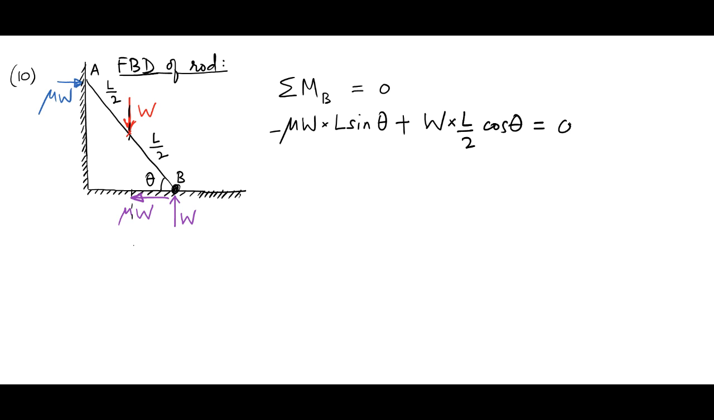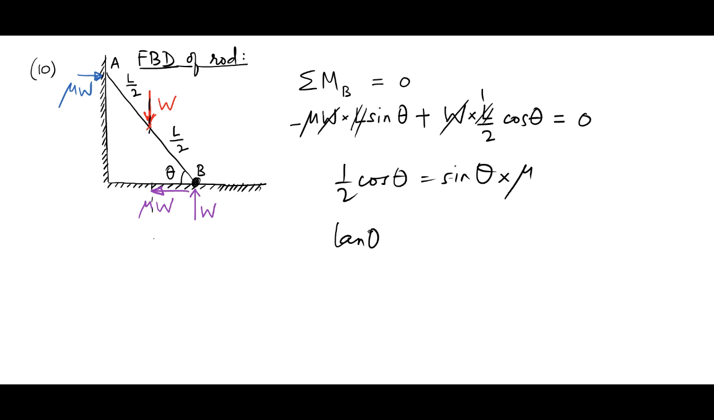And this is of course equal to 0, and some things cancel, W cancels, L cancels, I get a 1 here, I get half cos theta equals sine theta, and there's a mu also. The mu should be over here, multiplied by mu, and I get tan theta is equal to 1 upon 2 mu, which means that theta is tan inverse of 1 upon 2 mu.